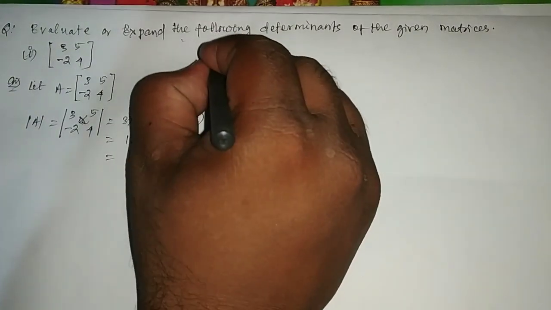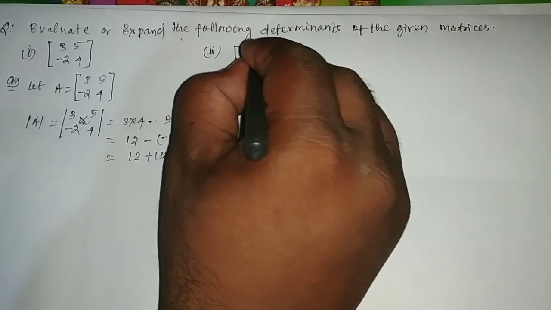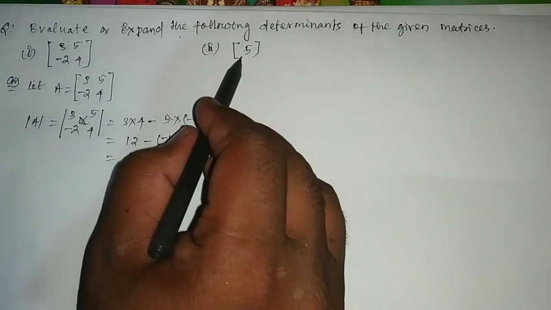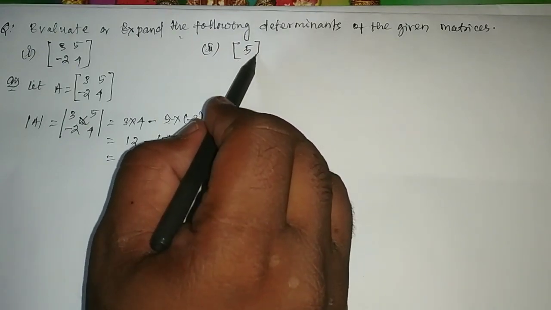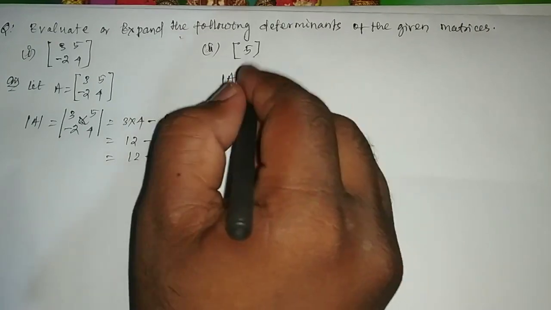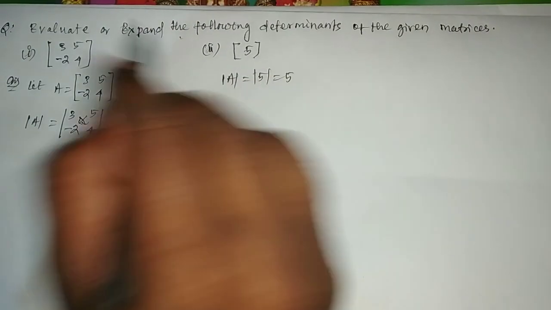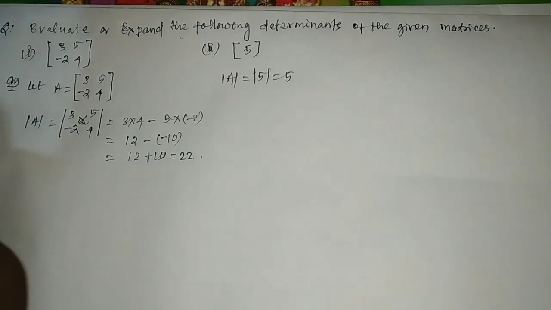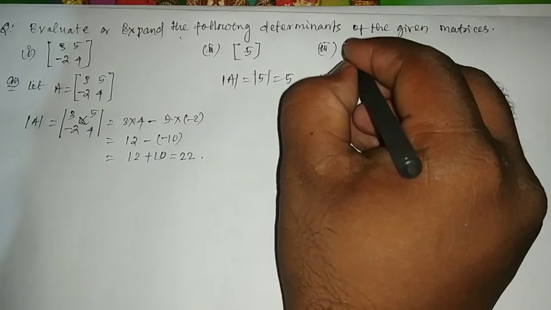Similarly, the second one, [5]. Look, this is a square matrix of order 1 cross 1, whose determinant is the same element, 5. Next, another question.